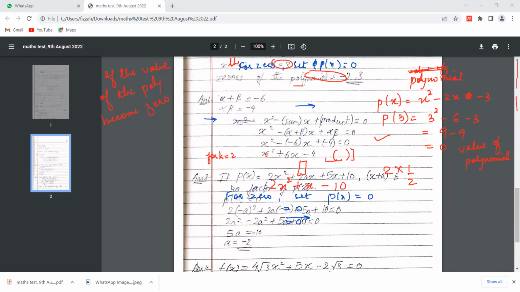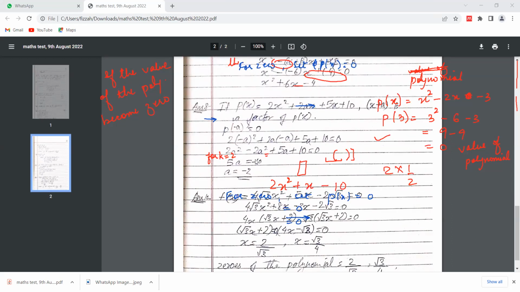Next, sixth question is, what was the question? Minus 6. Okay, write the polynomial. So you are getting x square plus 6x minus 4. Is that right? Yes, I think so. Right. Seventh is, where is seventh? We have not done seventh, Hamna. Okay, let me check the eighth one.